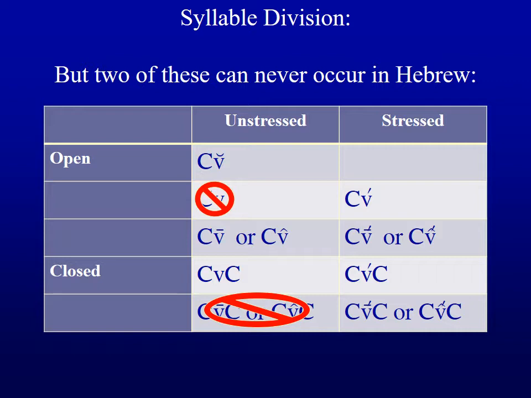The way I think about that is a long vowel is too long, it's too powerful to be closed in by a consonant on either side in an unstressed syllable. Now, when a syllable is stressed, anything goes. So you can have a stressed syllable in any formation, but in an unstressed syllable, you'll never see an open syllable with a short vowel or a closed syllable with a long vowel.